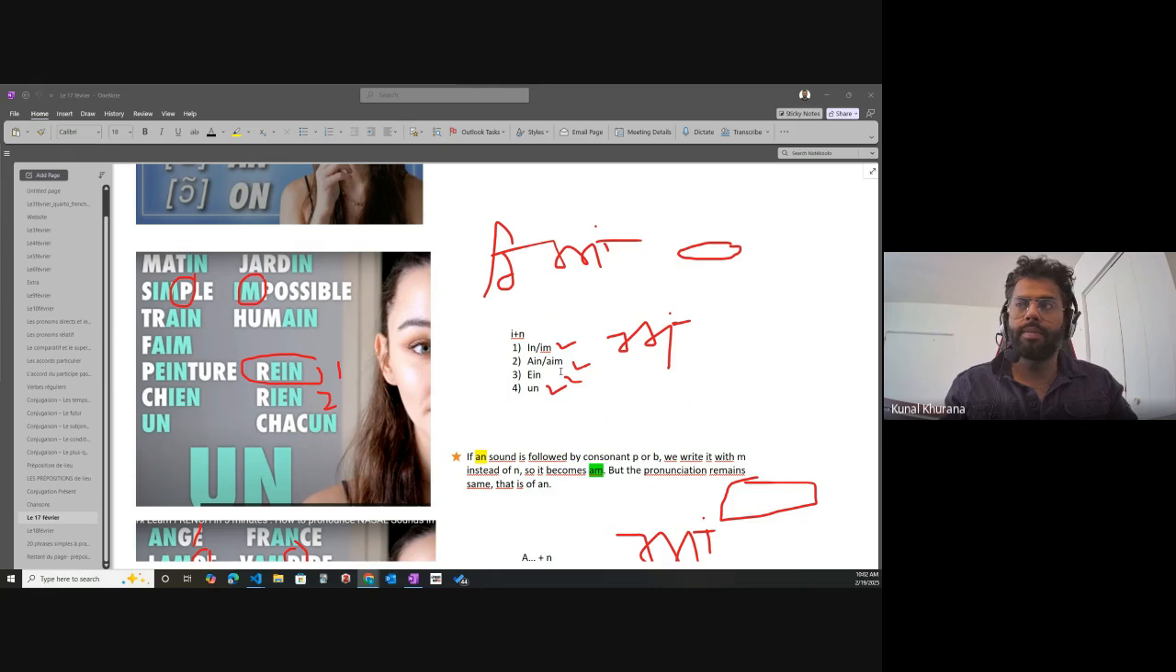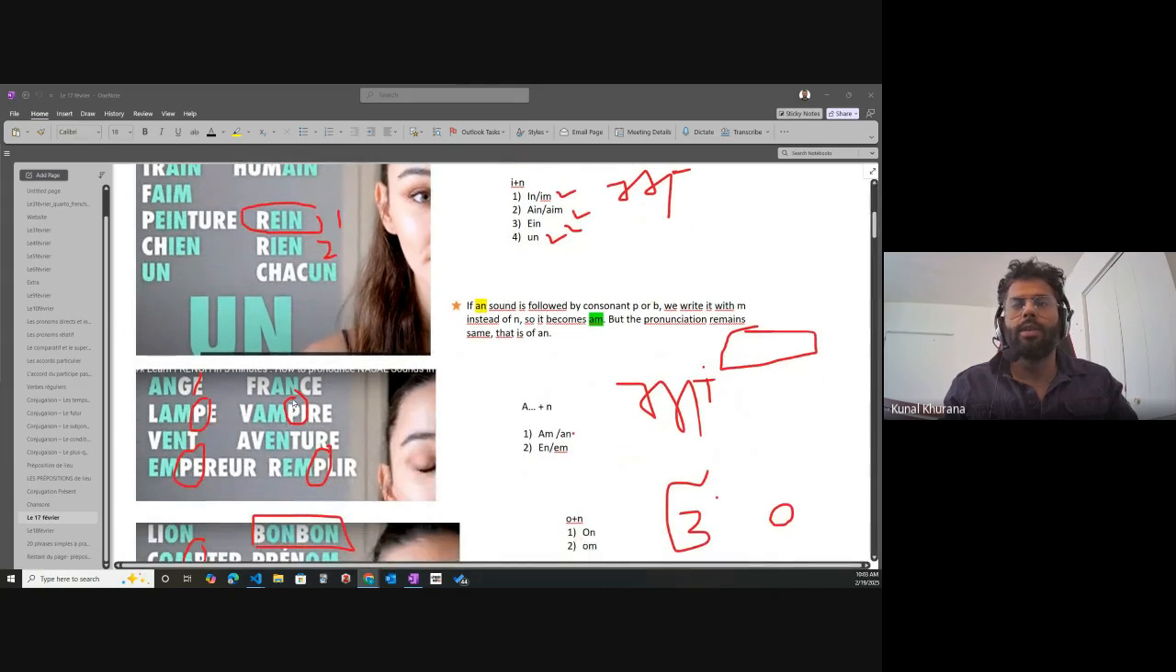We can also write that sound with ain, aim. So in French, it's a, en, a, em, and also with en in English, ein, and the last one is un. So all these make one sound in French. Then we looked at some examples like matin, jardin, train, humain, fin to consolidate our learning.